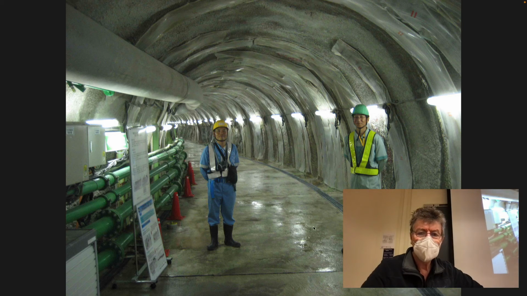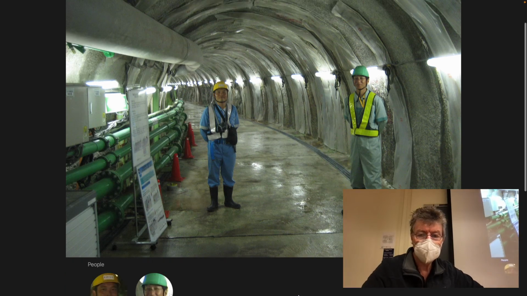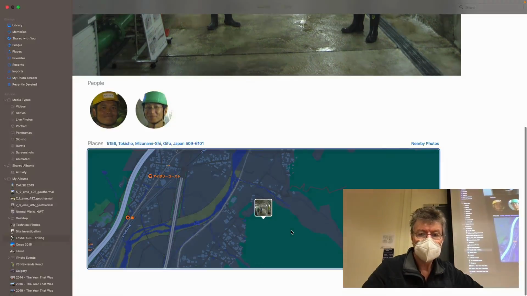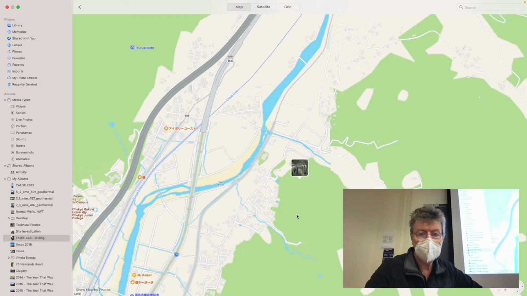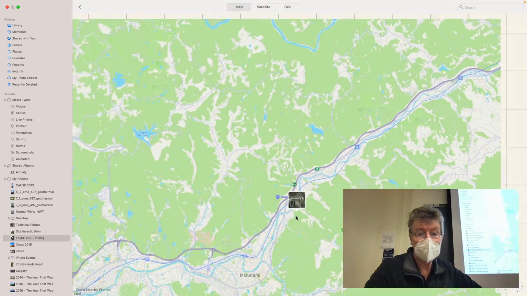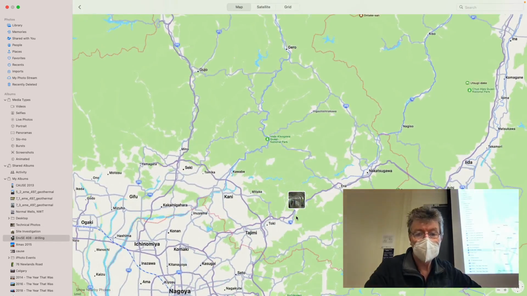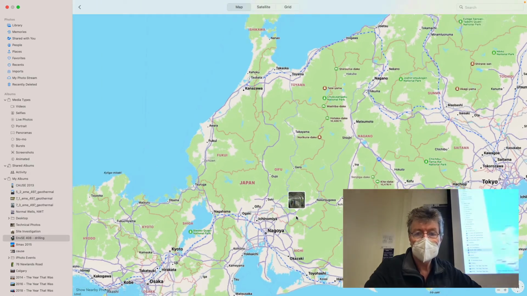This is in Korea. I'm pretty sure this is in Mizunami. This is in the Japanese Alps. Again, one of their two potential sites.